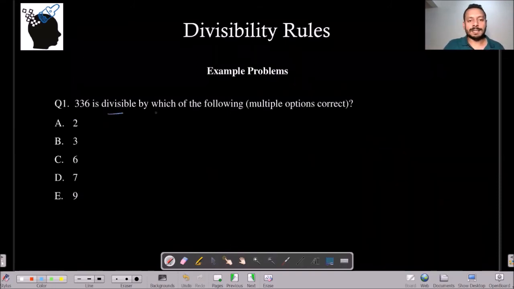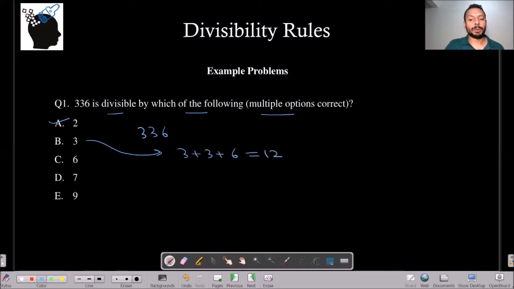So 336 is divisible by which of the following? And there are multiple options which are correct. Let's try the first one. 336, we know it's an even number, so definitely it is divisible by 2. Let's try with 3 now. In order to do that, we just need to add the digits. So 3 plus 3 plus 6, which is nothing but 12. We know 12 is divisible by 3. That means 336 is also divisible by 3. Since it is divisible by both 2 and 3, it is divisible by 6 also.